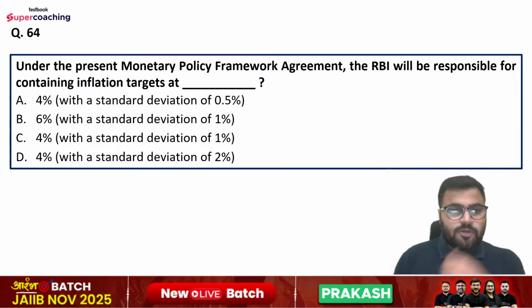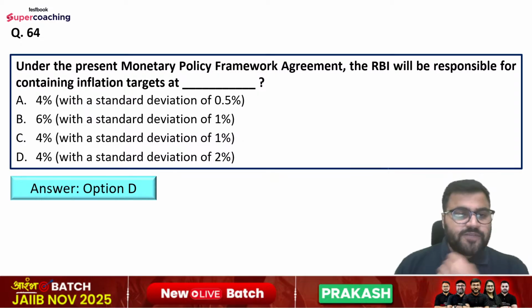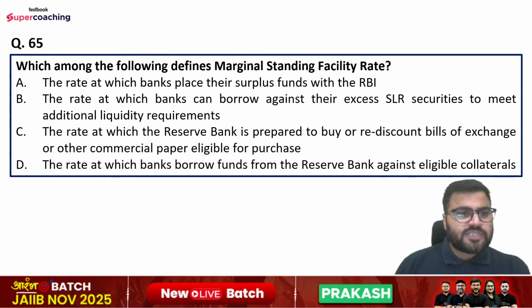So right answer is option number D here, that is 4% with a standard deviation of 2%. Question number 65. Which among the following defines marginal standing facility rate?